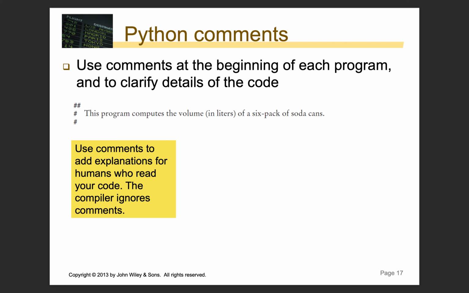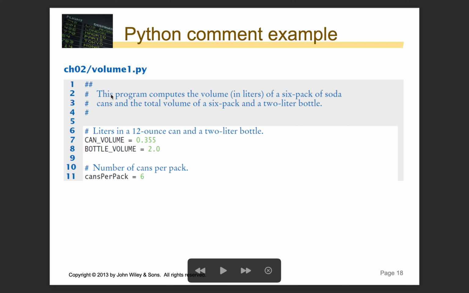As an example, we start our program with some comments, and the comments this time are: this program computes the volume in litres of a 6-pack of soda cans, and the total volume of a 6-pack and a 2-litre bottle. Then slightly further down, we've got another comment telling us the litres in a 12-ounce can and a 2-litre bottle. So it's giving us information of what these variables stand for, and then again on line 10, number of cans per pack, it's telling us what this variable is standing for.